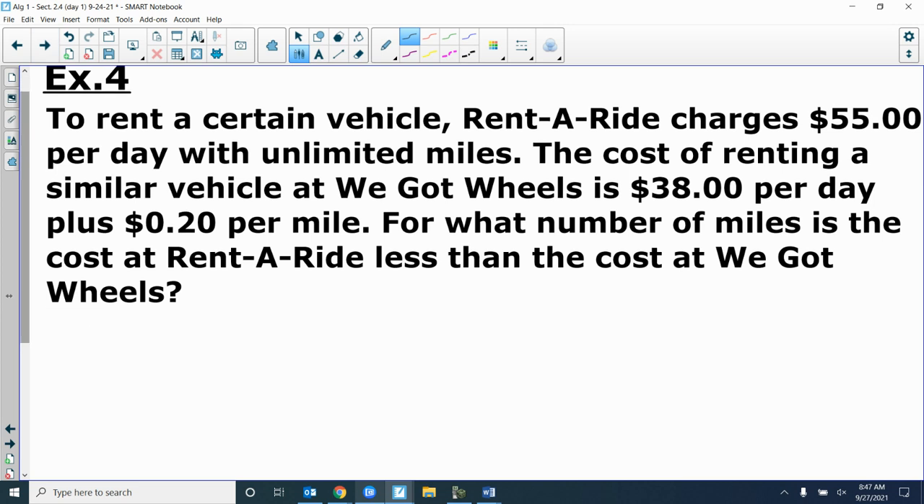To rent a certain vehicle, Rent a Ride charges $55 per day with unlimited miles. Drive as much as you want. The cost of renting a similar vehicle at We Got Wheels is $38 per day plus 20 cents per mile. For what number of miles is the cost at Rent a Ride less than the cost at We Got Wheels?